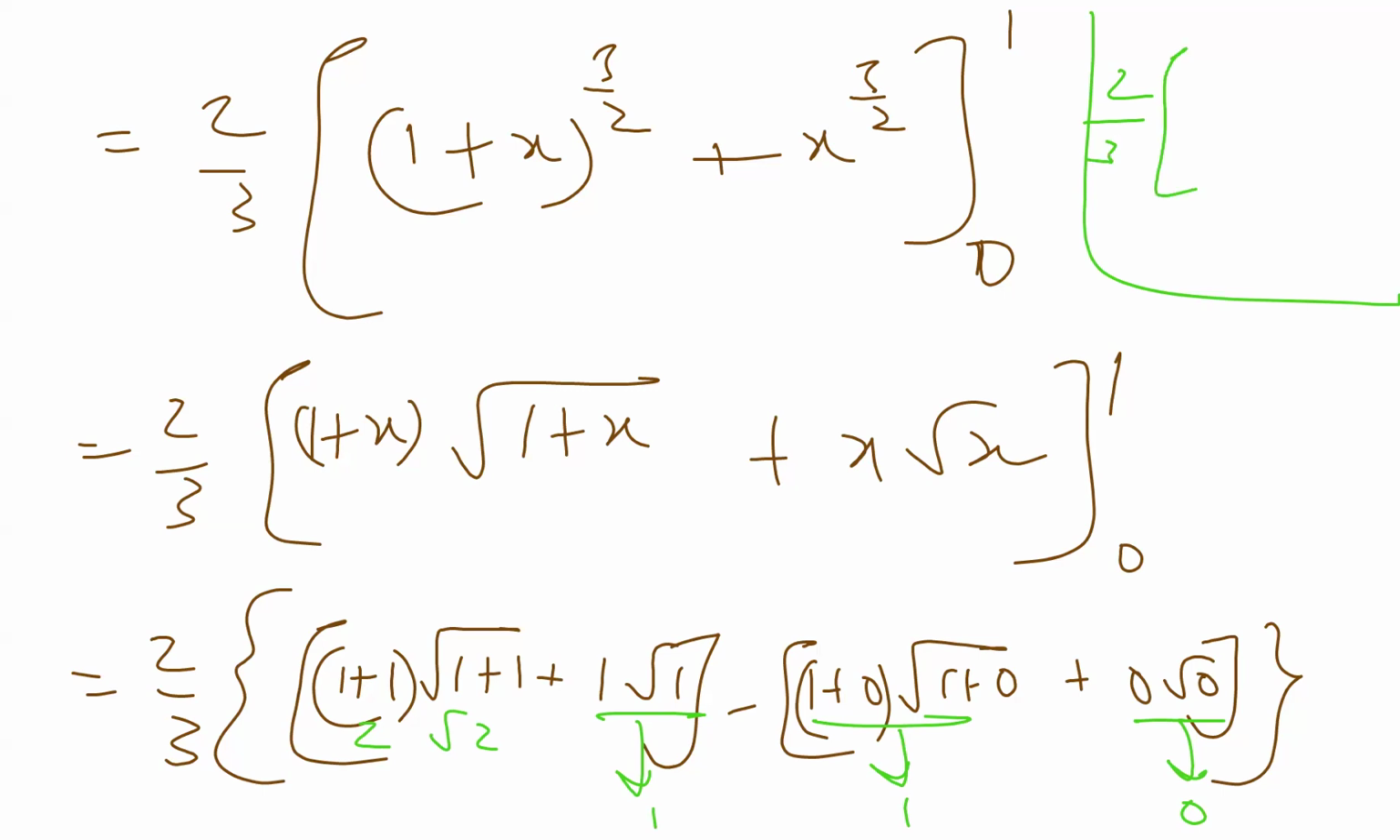2 root 2 plus 1 minus 1. So this plus 1 and minus 1 will go. So we are left with only 2 root 2. So this is 4 root 2 by 3. That is your final answer.